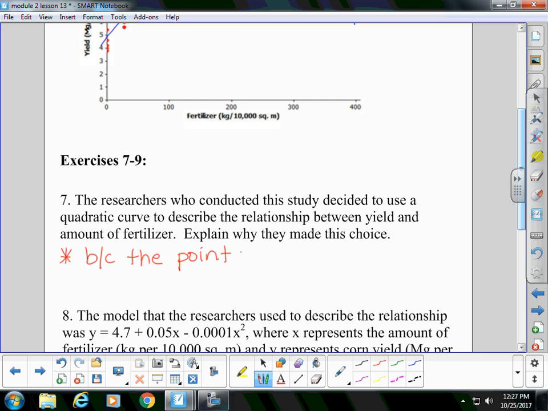Because the point made an upside down U shape.